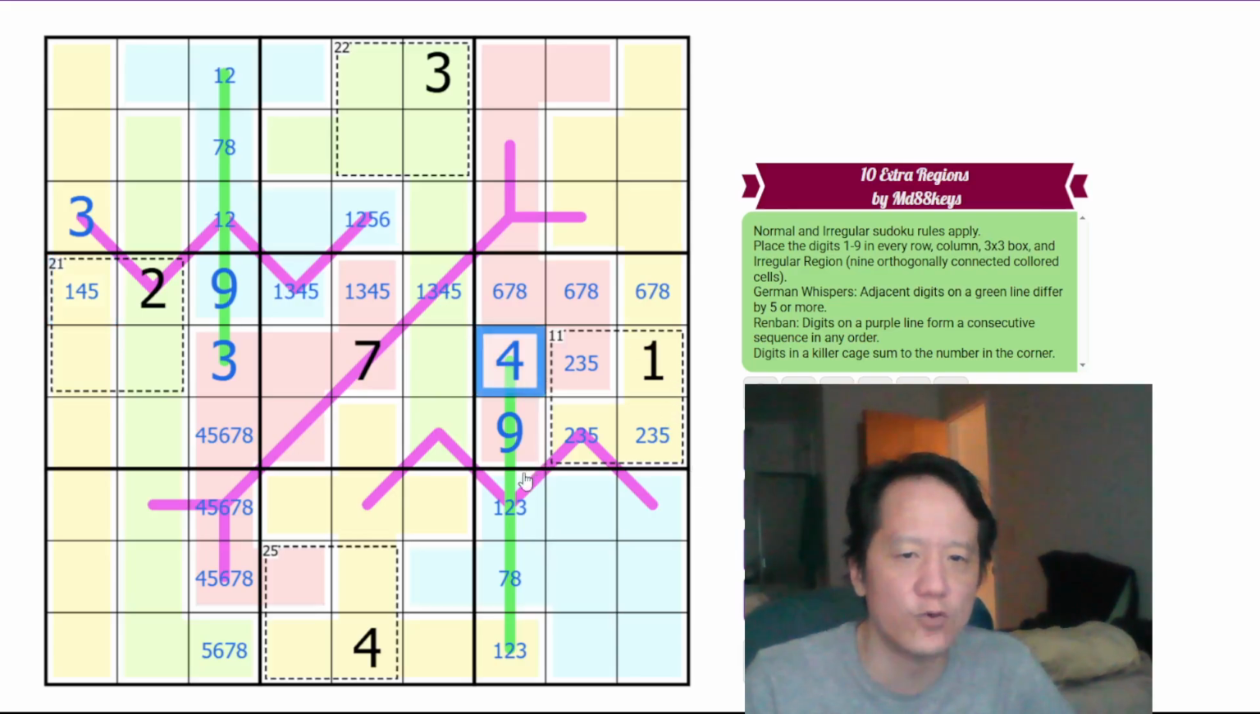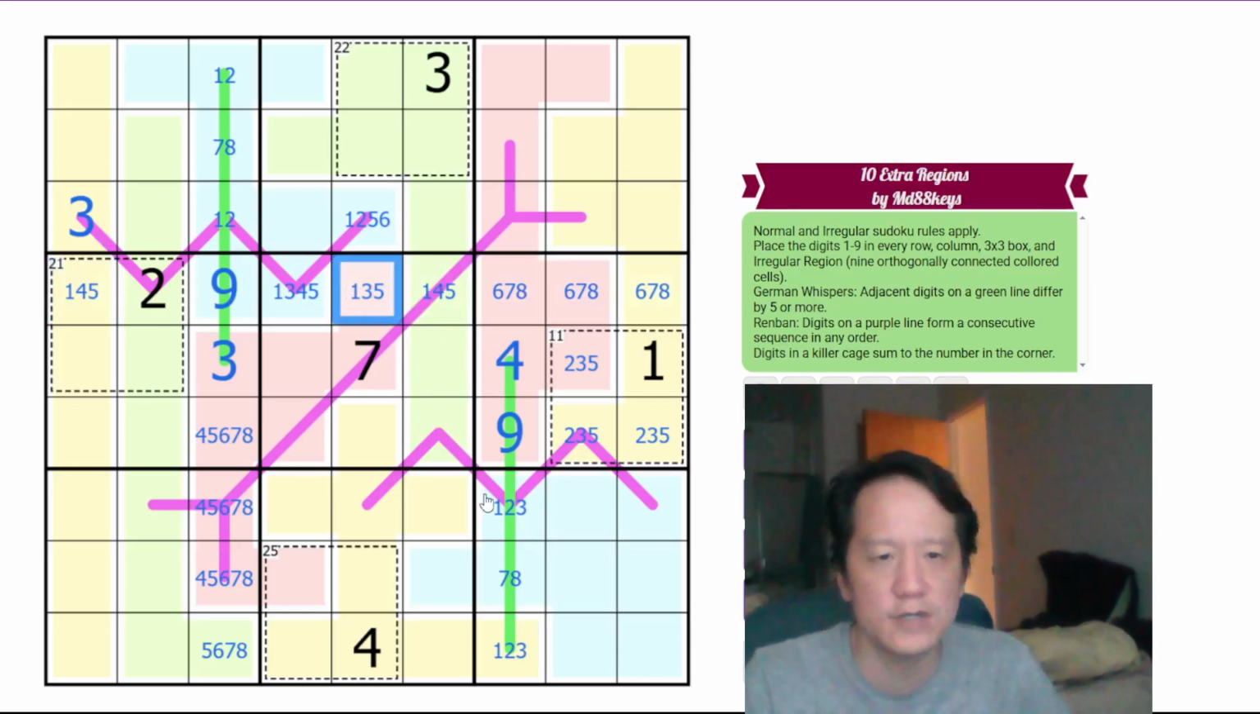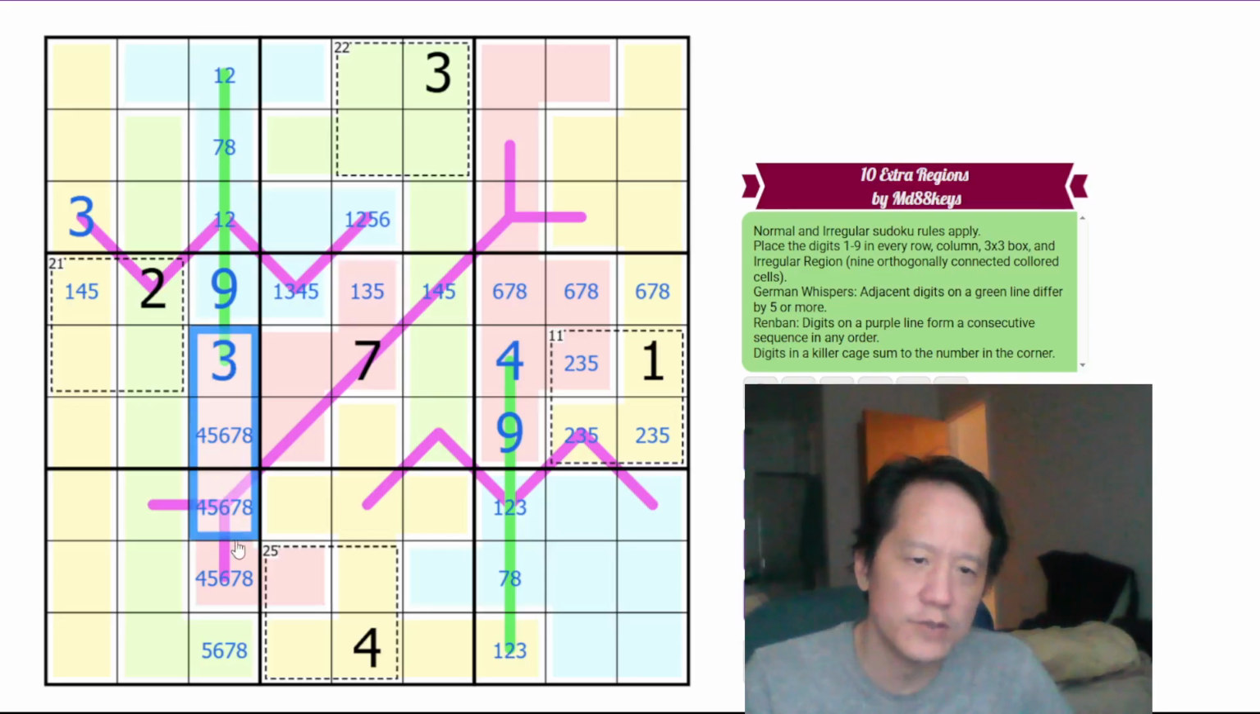So this has to be 4 because 4 can't be between 2 unique digits on a German whisper line, and there has to be a 4 here. This is 6, 7, 8. 4 has to be next to 9 on a German whisper line. This can't be 3. This can't be 3. This can't be 4. This can't be 3 because of the irregular shape.